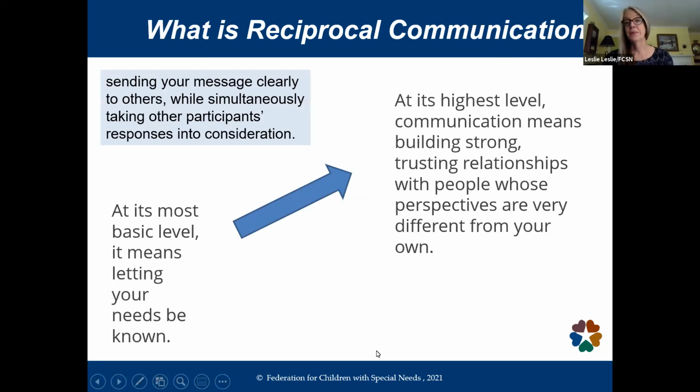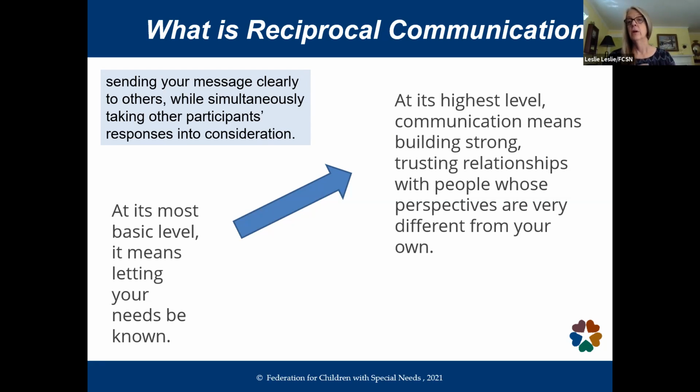So what is this reciprocal communication? It's really sending your message out clearly to others while also taking in their responses into consideration so that you're informed, so that your communication goes out, but then you are reflecting back on how this is perceived by the people that you want to listen to you. So at the basic level, it's just letting your needs be known and communicating out. But as we build a real robust form of reciprocal communication, it's that trusting relationship where people who have different perspectives feel very comfortable sharing their feedback and insights with you.